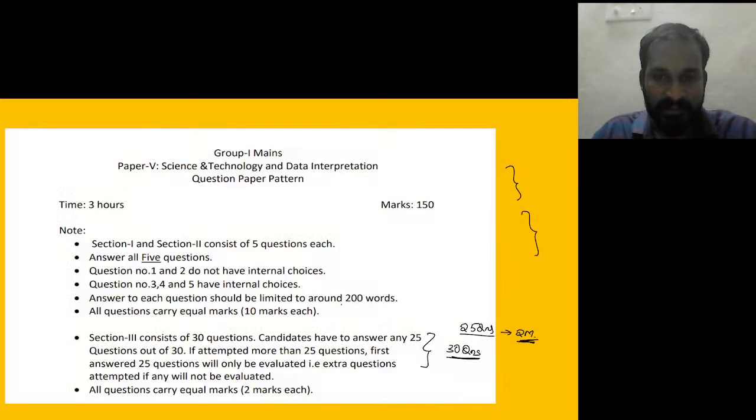Anyway, the question numbers. See clearly, the questions start from around number 6 and end by number 35. So make sure how you will attempt in the examination.